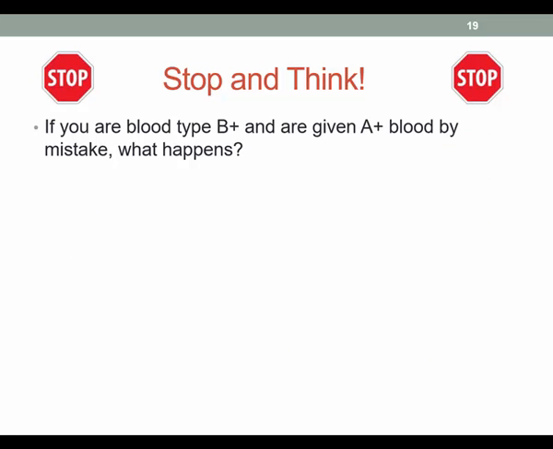So if you are blood type B positive, that means your blood cells have the B antigen and the Rh antigen on its surface. But if you got A positive blood by mistake, that A is going to be foreign to you and you will launch an immune response, usually so quickly and so violently that it can kill you because it causes blood clotting.